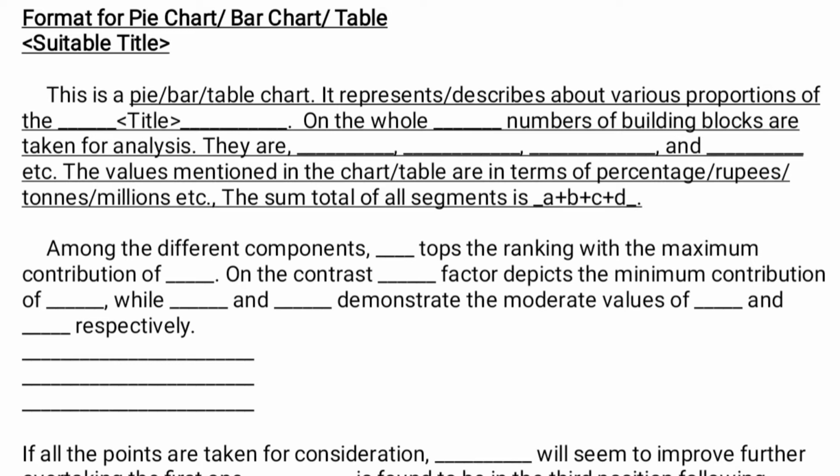Among the different components, in the second paragraph you compare and contrast. Which particular segment or part has more and which has less, which year the production is more and which year the production is less. If there is a drastic change, sometimes you will see the graph or bar chart or pie chart going up and down, so you have to give the reason for the drastic change, etc.